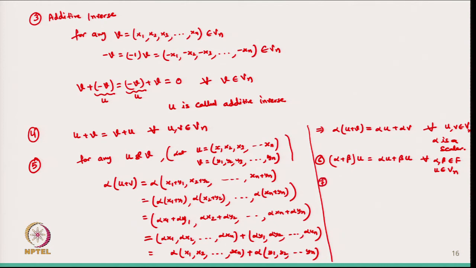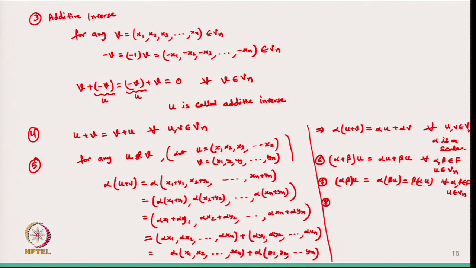Then the 7th one we can define as alpha beta u. So, here I can write this form as alpha beta u, or I can write beta alpha u. This is true for all alpha, beta belonging to the field and u belonging to V n. So, this property is also just the scalar multiplication we have defined, and by that way we can verify.